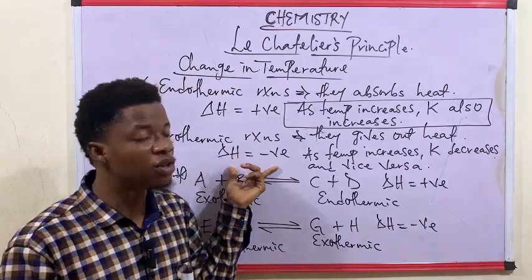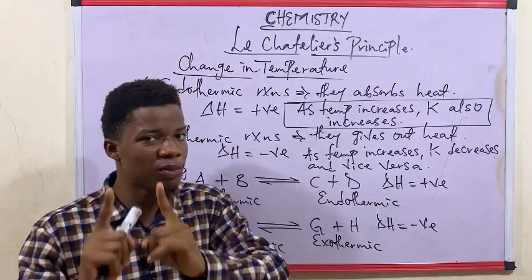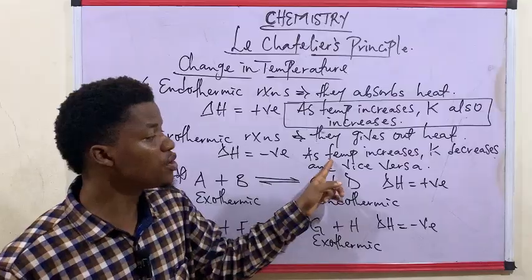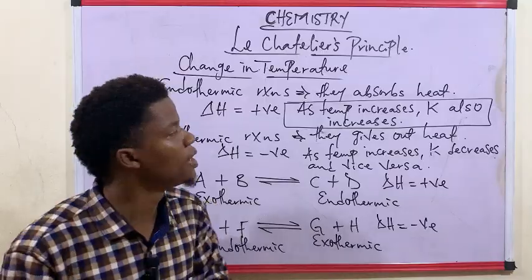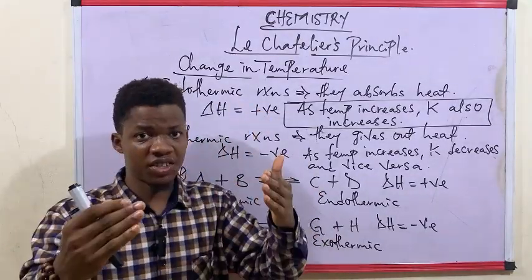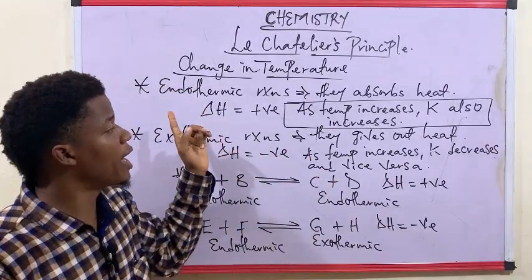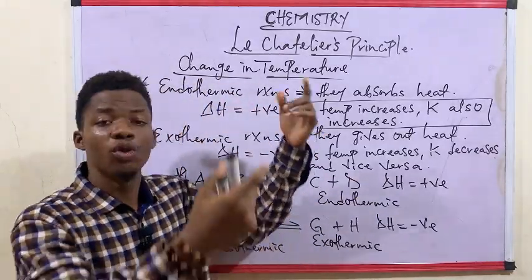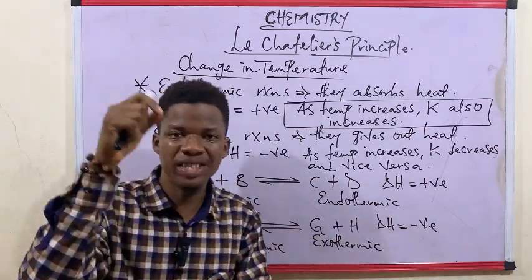So for exothermic reaction, if you want to increase the K, your equilibrium constant, you have to decrease the temperature. So for exothermic, if you increase temperature, K will decrease. If you decrease temperature, K will increase. Then for endothermic, if you increase temperature, K would increase. And if you decrease temperature, K will also decrease. If you reduce the temperature, K will decrease.